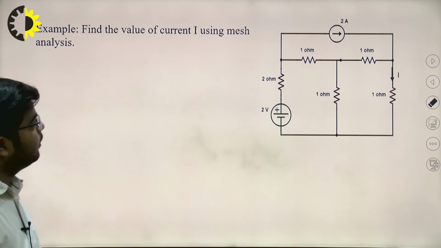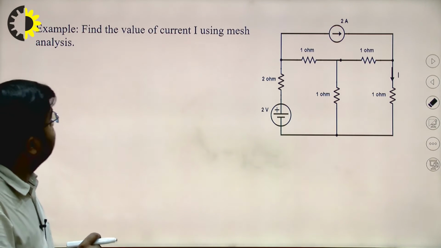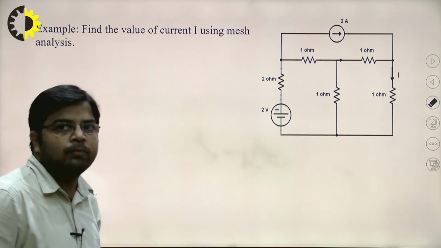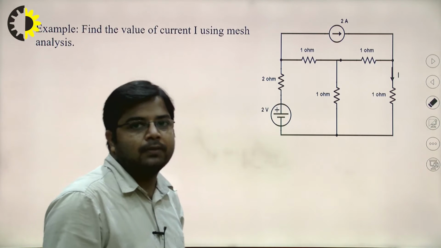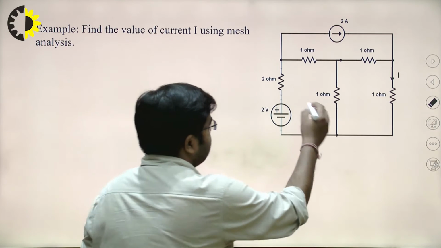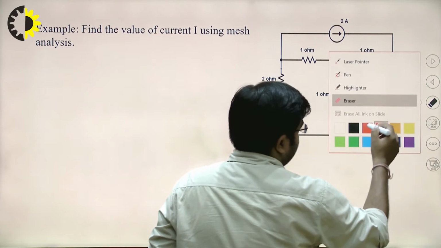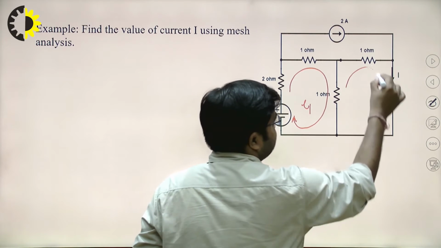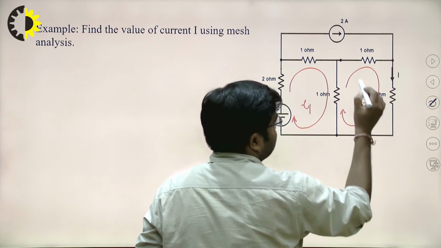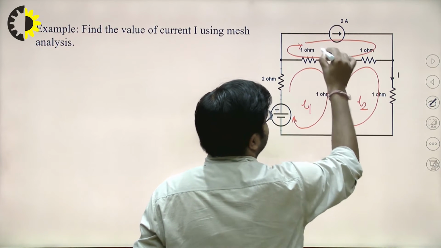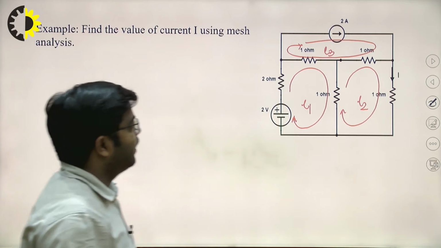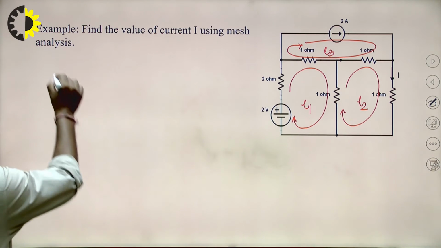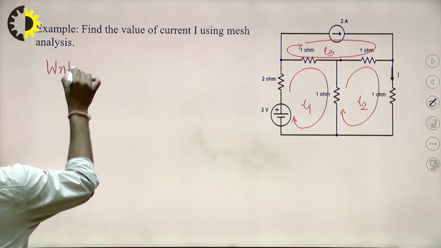So let's say this example number 2. In this example you have to find out the current value I using mesh analysis. Okay, so first you have to identify the number of mesh, then you have to assign the mesh current. So first you see this is mesh number 1, assign mesh current, that is I1, and this is mesh number 2. So current will be I2, then this is mesh number 3, assign current I3. Now write the KVL equation for each mesh. First write the KVL equation for mesh number 1.